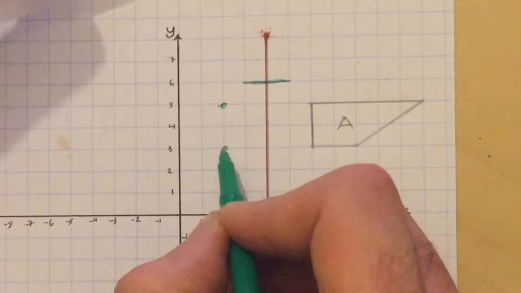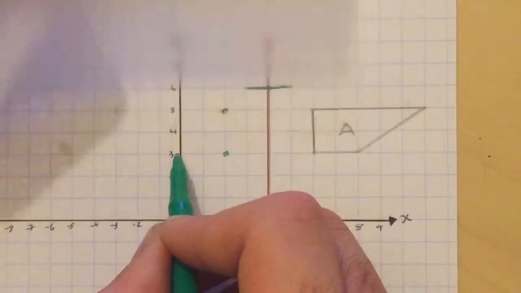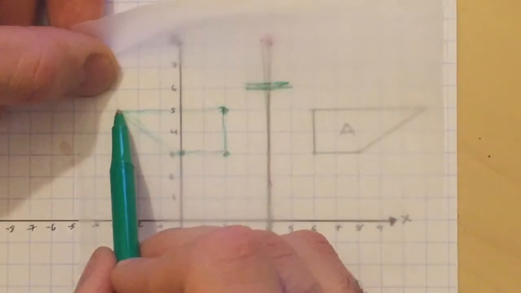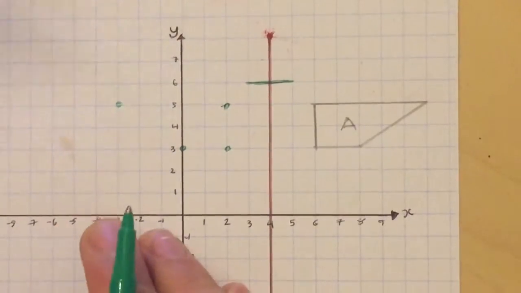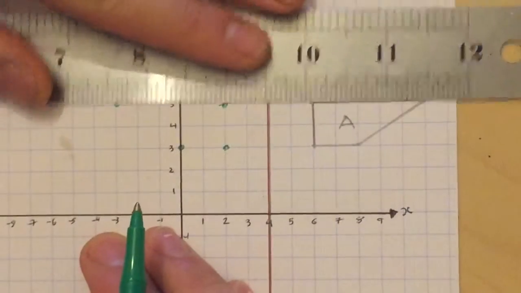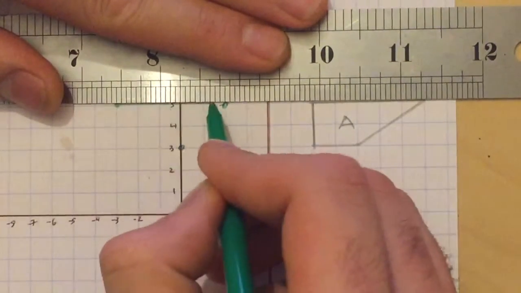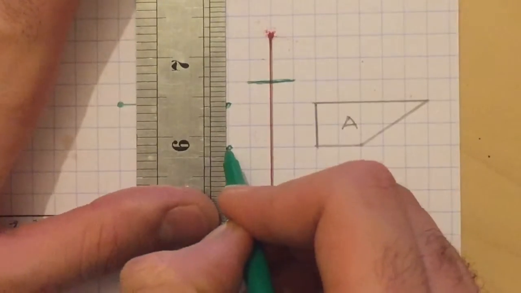Move your tracing paper, draw it on, put it back. There is going to be a point here. Move your tracing paper, draw it on, put it back. And there is going to be a point right there. Move your tracing paper, draw it on. Next thing you're going to do is get your ruler and join the dots to form a reflected shape of A.